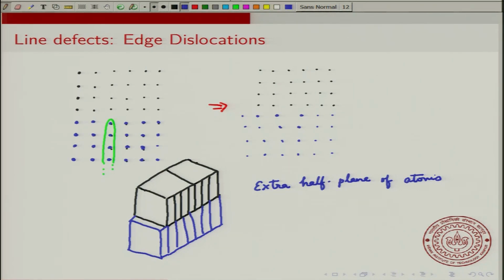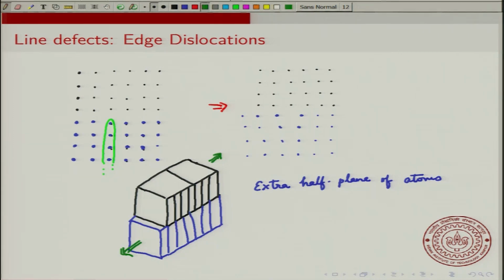Now there is a very important connection between the mechanical properties of the crystal and the presence of dislocations. Now if you apply a shear stress on the dislocation, a shear stress means you can think of it as applying a force in this direction and a force in this direction. Okay, so that will be the shear stress on the crystal. Okay, then this extra half plane of atoms can actually move.